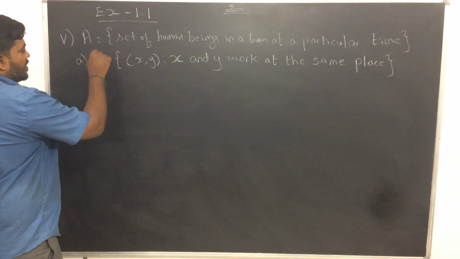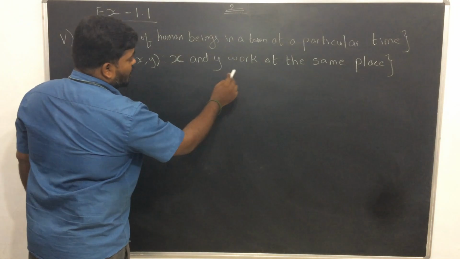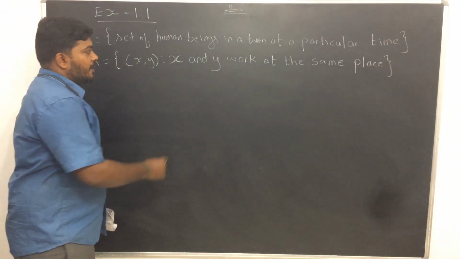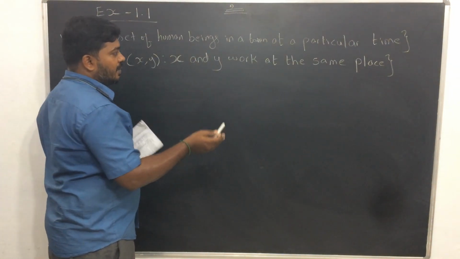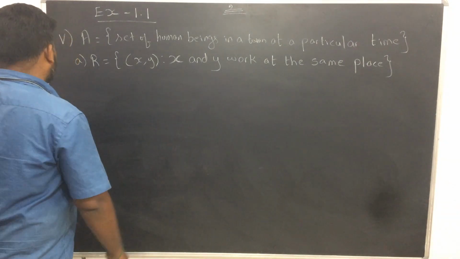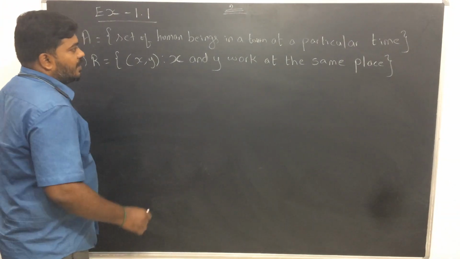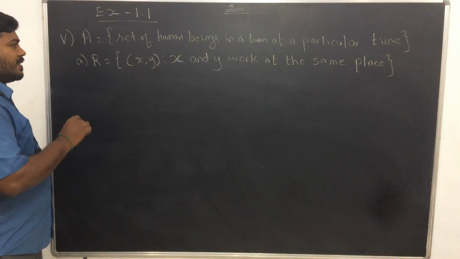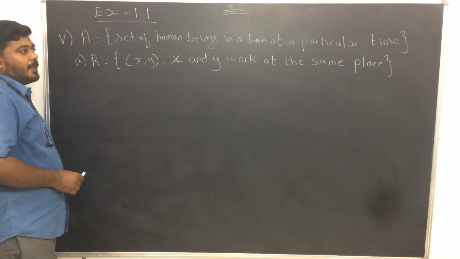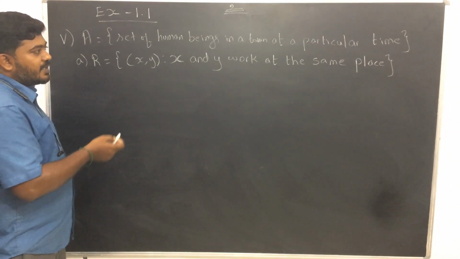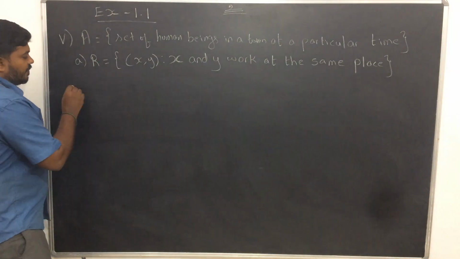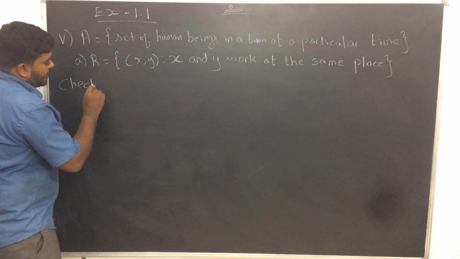And the relation is defined on A such that X and Y work at the same place. So this relation is defined such that two people, X and Y, should work at the same place. Only if they work at the same place, they will fall in the relation. So this is a very simple, logical sum. There's no way we will make a mistake with this sum. Okay, let's start. We are asked to check if this relation is reflexive, symmetric, and transitive. You will start with checking for reflexive.